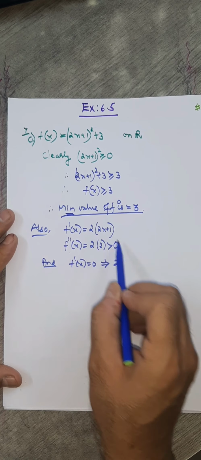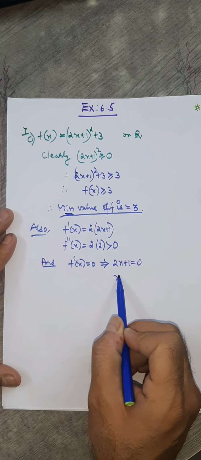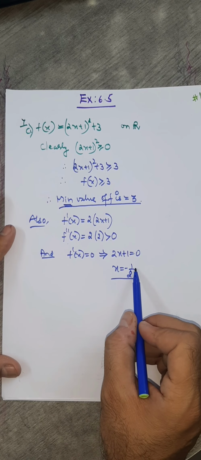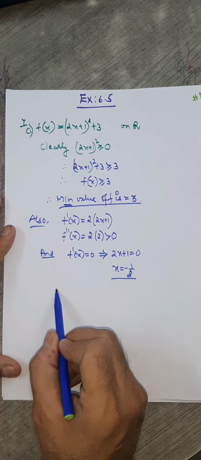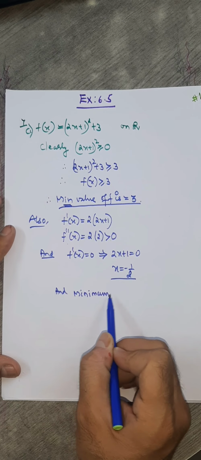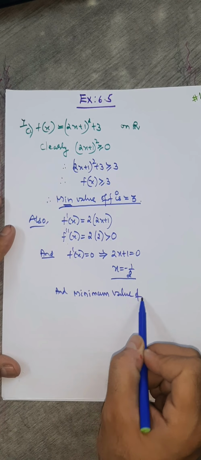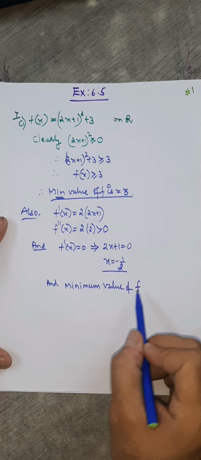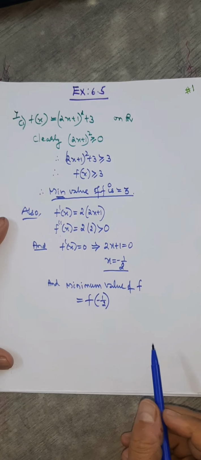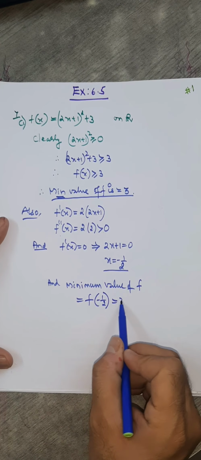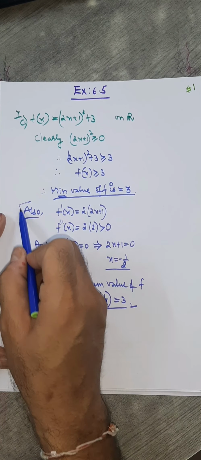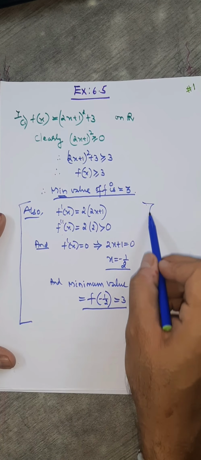That's a turning point. So 2x plus 1 should be 0. That means x equals to minus 1 by 2. Right? So at minus 1 by 2, the function has a minimum value, and the minimum value is given by f of minus 1 by 2. Just put there, if you put there, this will be 0 and this is 3. That's what I have written here. Right? We have justified. You can write up to this also, but this is for your information, I did it.